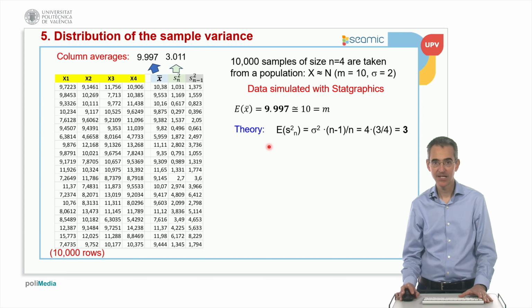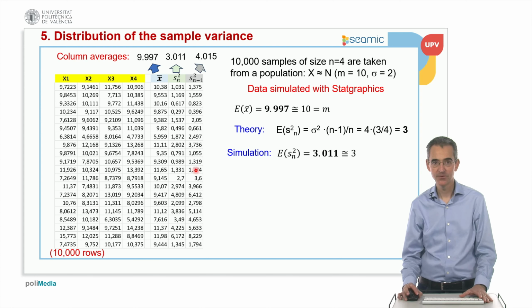Okay, and the theory was telling me that the value should be 3. So we are getting a value that is very close to 3, which makes sense. So the theory agrees with our simulated data.